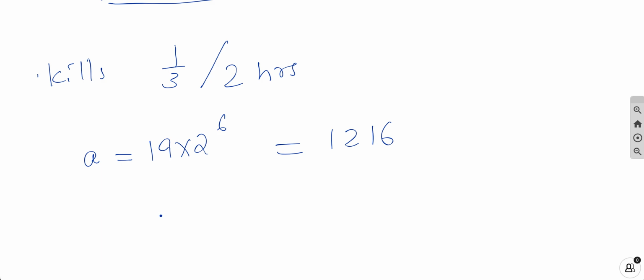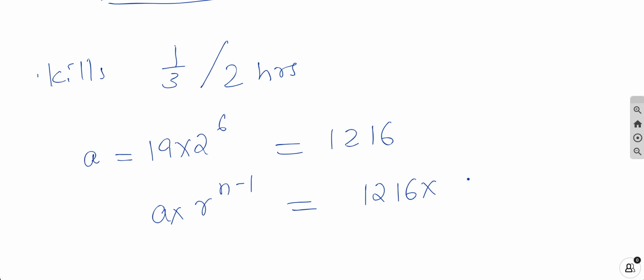And starting with this bacteria, what is my formula? My formula is a times common ratio raised to n minus 1, because each time I multiply by the number. That's how a geometric sequence works. It's adding the common difference in case of arithmetic. It is multiplying by the common ratio in case of geometric. So 1216 is multiplied by how much?